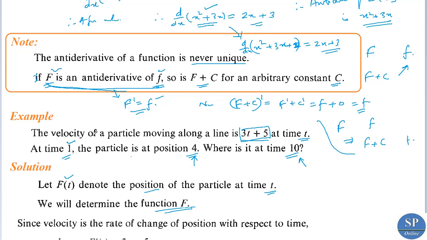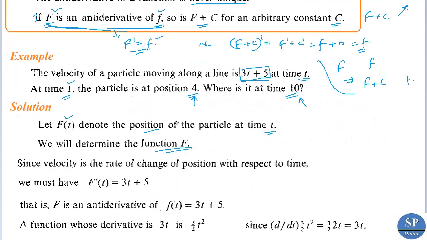So we are given that the velocity of the particle is 3t plus 5. That means we have F dash of t is equal to 3t plus 5. Velocity is actually the derivative of the position or distance function. So velocity is nothing but F dash of t equal to 3t plus 5. That means capital F is an antiderivative of the function f of t equal to 3t plus 5.